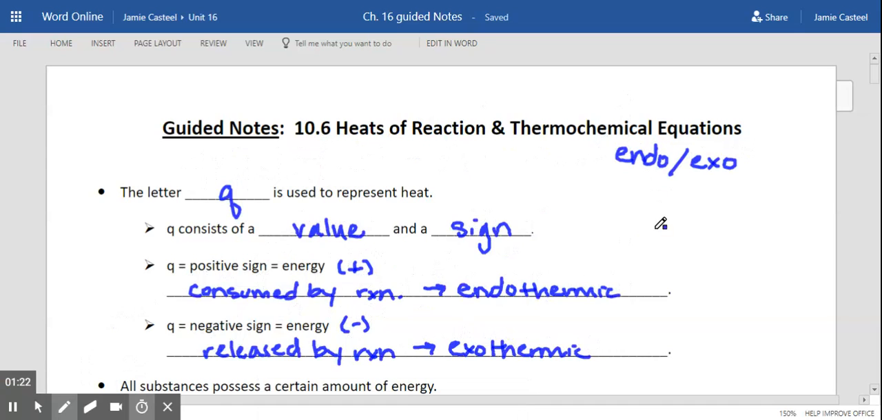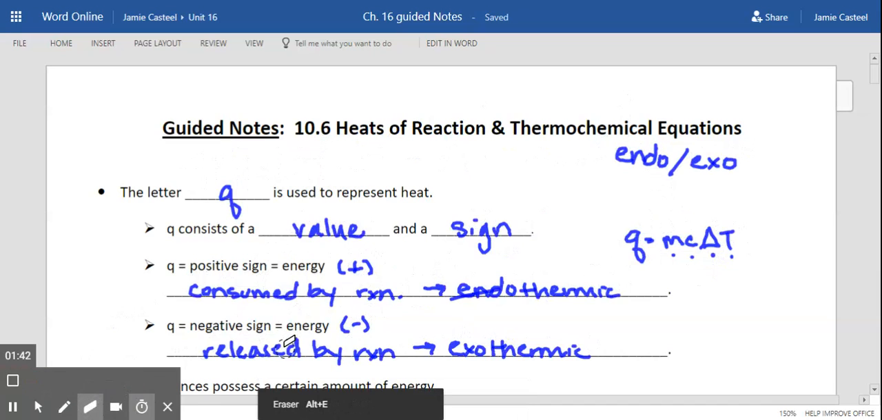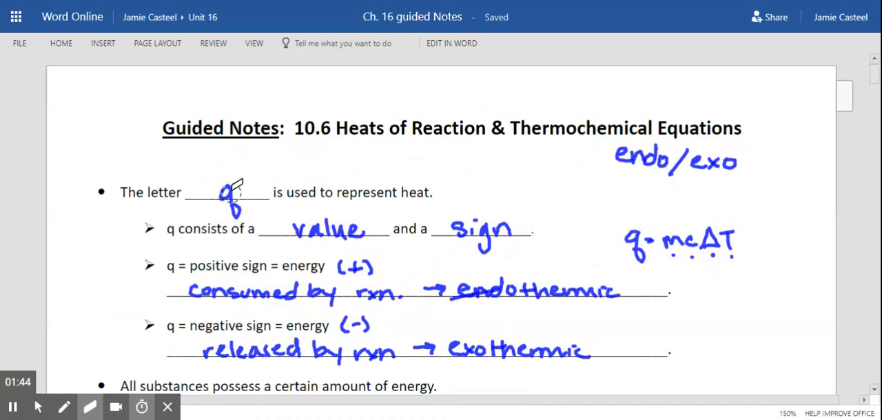We used this previously when we looked at the equation Q equals mc delta T, where Q is the amount of energy in joules, m stands for the mass, c stands for the specific heat of the metal or the substance, and delta T is the change in temperature. How much does that temperature change over a certain amount of time?